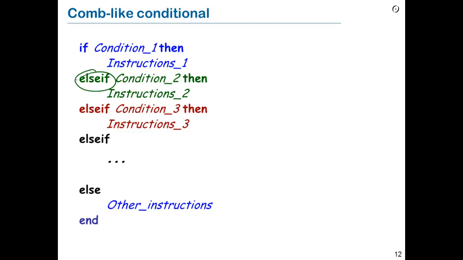If condition 1, then instructions 1, else if condition 2, then instructions 2, else if condition 3, then instructions 3. There is a new keyword, else if. As a piece of trivia, Eiffel, other than else if, only has keywords that are each made of a single English word.